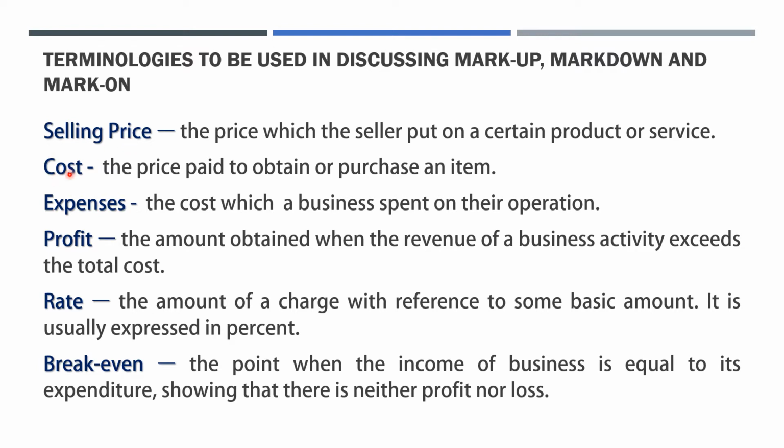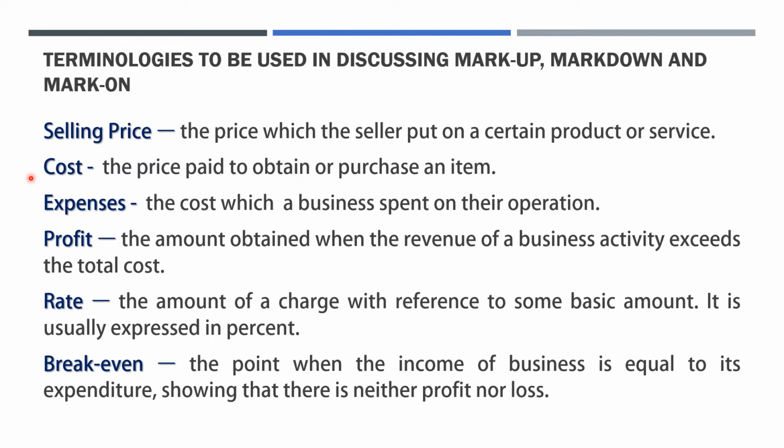Next, we have the cost, the price paid to obtain or purchase an item. So the cost is just the original price of a specific item or product you got from a grocery store, from a supplier, from a factory, or wherever it came from. So that is the cost, the original price of the product.